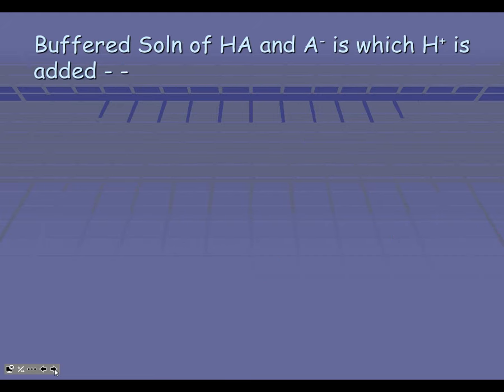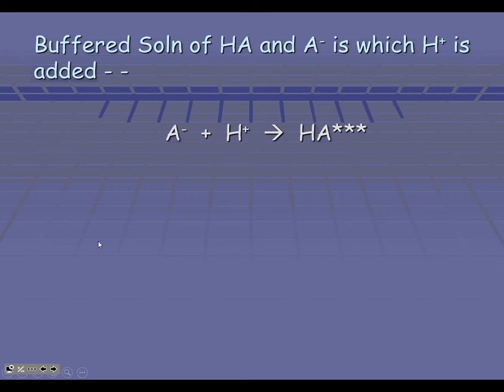So let's look at, well, what if it is a buffered solution of our weak acid and our A minus, and this time we're adding hydrogen ions to it. First thing we have to ask ourselves, hydrogen ions, what are they going to react with? What's the chemistry that's going on here? Hydrogen's not going to want to react with another acid. That's never going to happen. Hydrogen is the acid component. It's going to want to react with our A minus. So our A minus reacts with our hydrogen ions and it makes our HA.